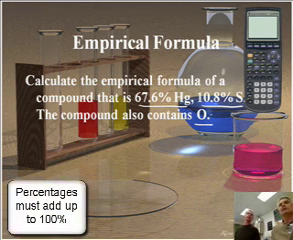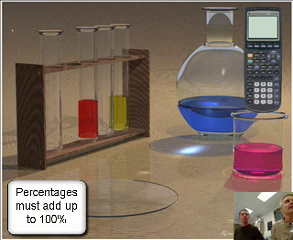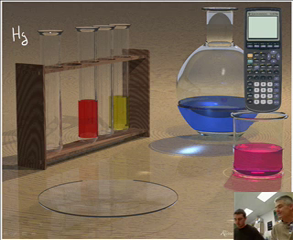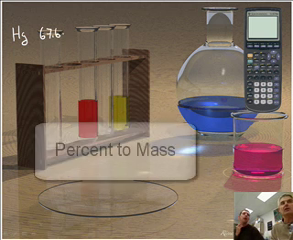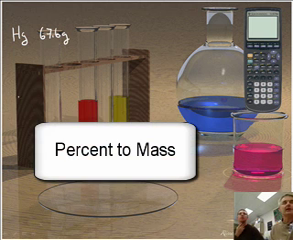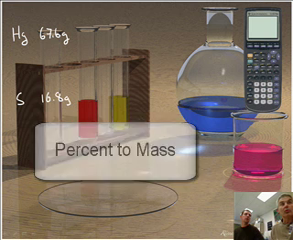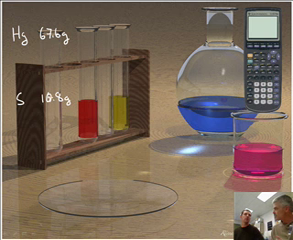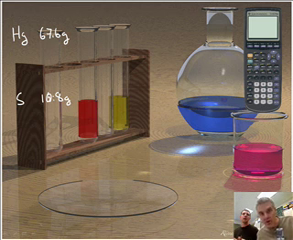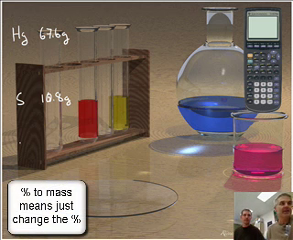All right, let's get a blank screen. Watch how I set this up. If I've got mercury, it said 67.6%, so I'm going to write 67.6 grams. That's the percent to mass step. And then S is 10.8%, so that'll be 10.8 grams. I'm doing the percent to mass in my head. Really hard, guys. You just take the percent sign and make it a gram. And the oxygen is a little tricky because you have to subtract from 100.